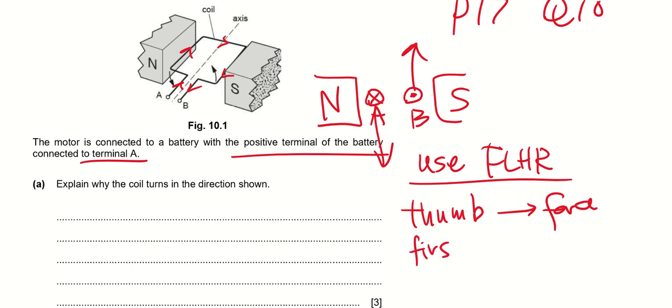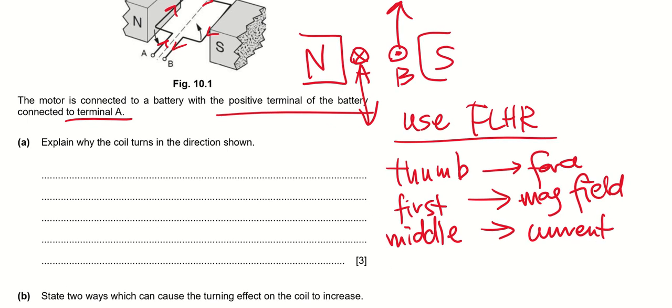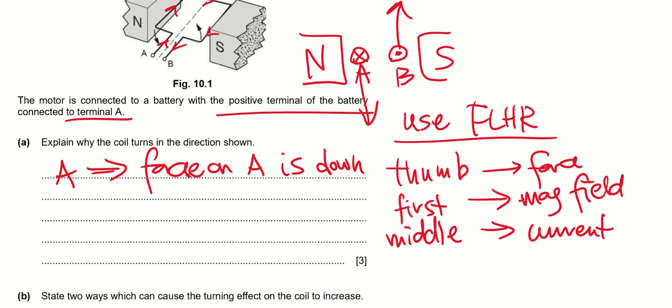First finger represents magnetic field. Middle finger represents current. Then you have to choose either A or B. If we use A, then you say the force on A is down. The force on A is down by using Fleming left hand. But you cannot just say by using Fleming. It's 3 marks. So you need to talk about what each finger represents.